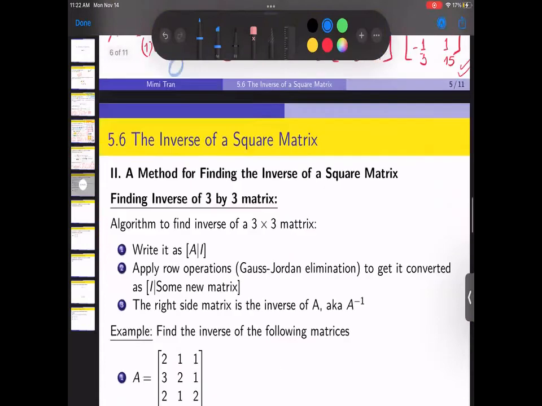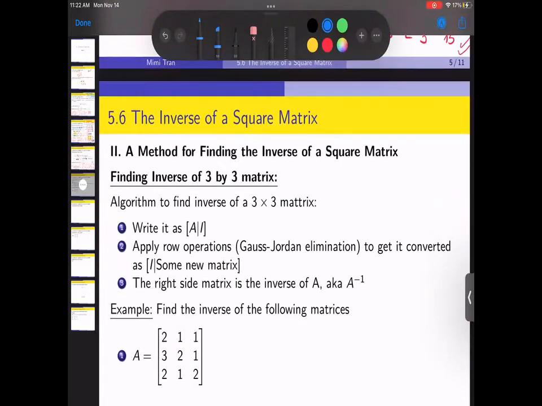All right, 3 by 3. Let me see, how long do I have? All right, I have time.